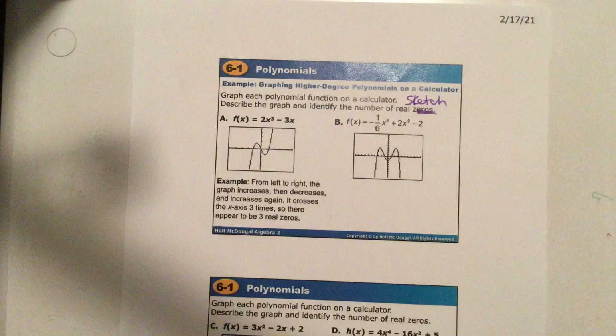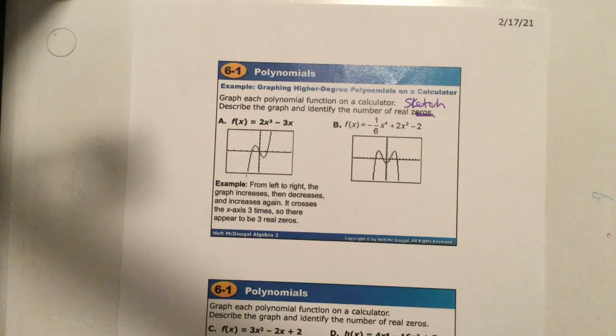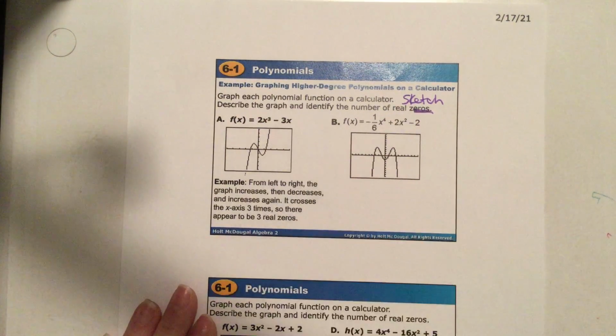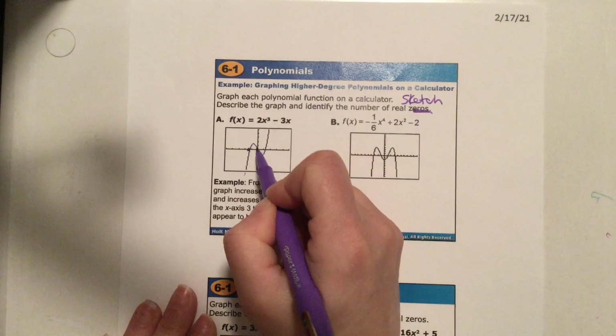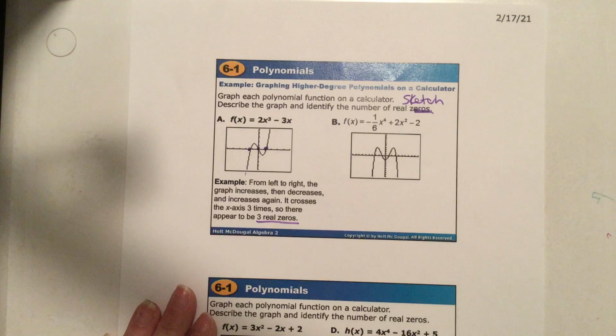So here's an example. If I graph 2x cubed minus 3x, this is what the graph looks like. If you're describing it, you could say, okay, I'm going from left to right. The graph increases, then it decreases, then it increases again. It has 1, 2, 3 real zeros because it crosses the x-axis 3 times.